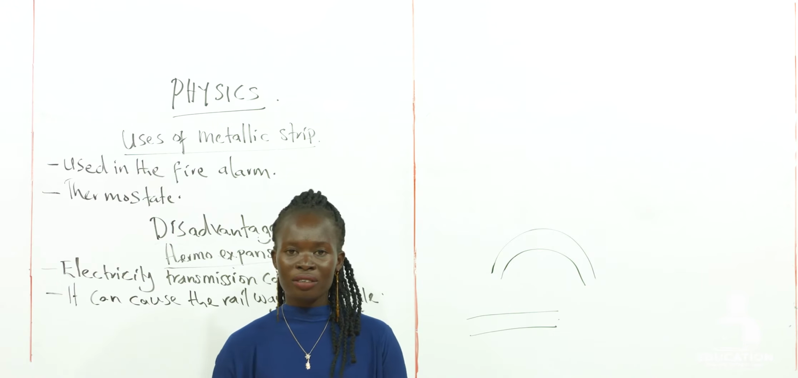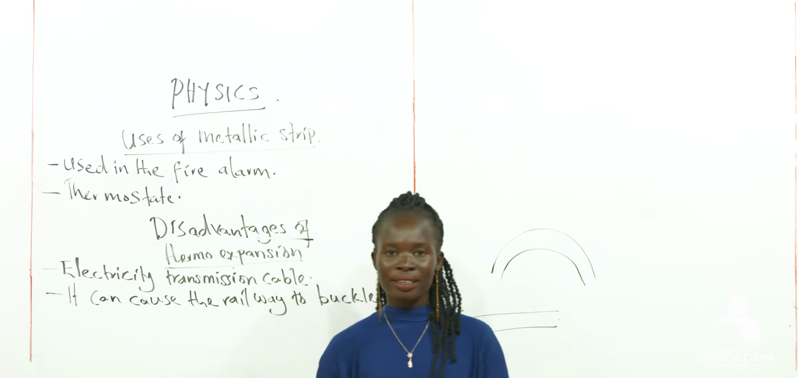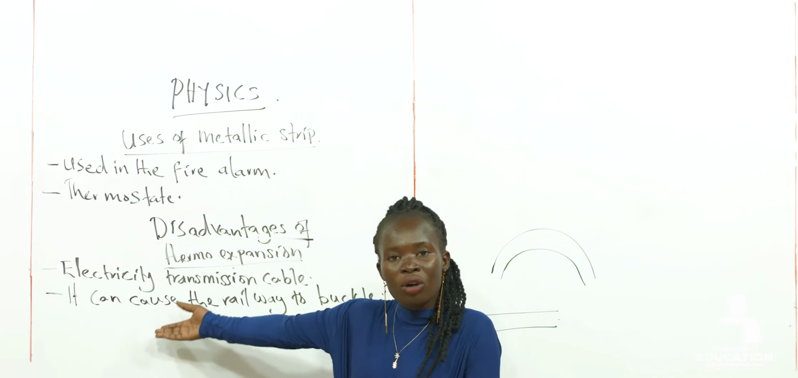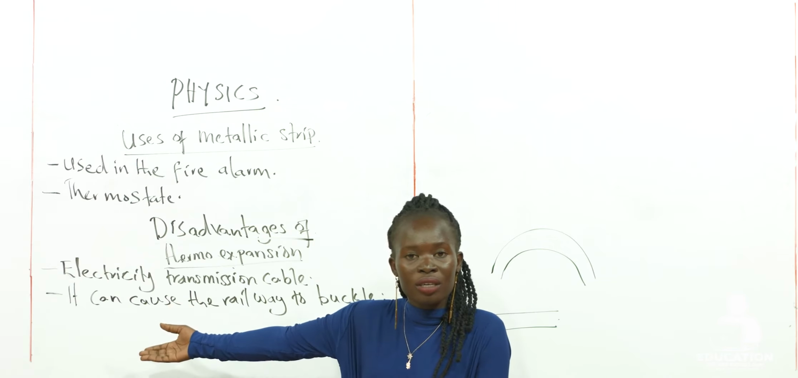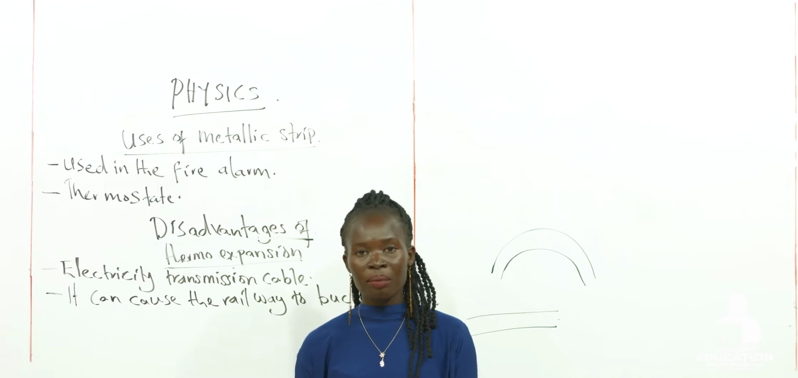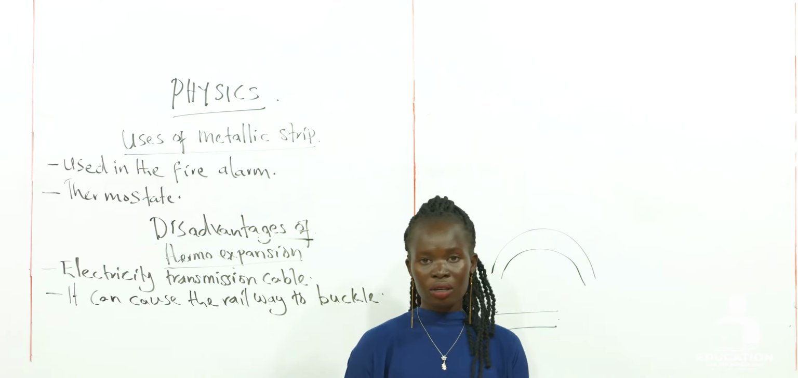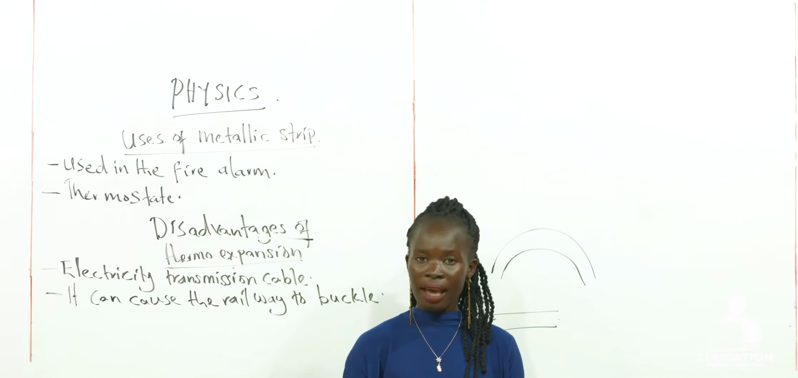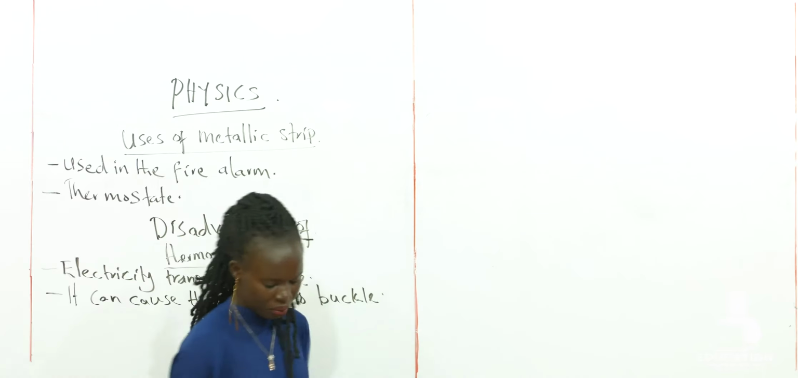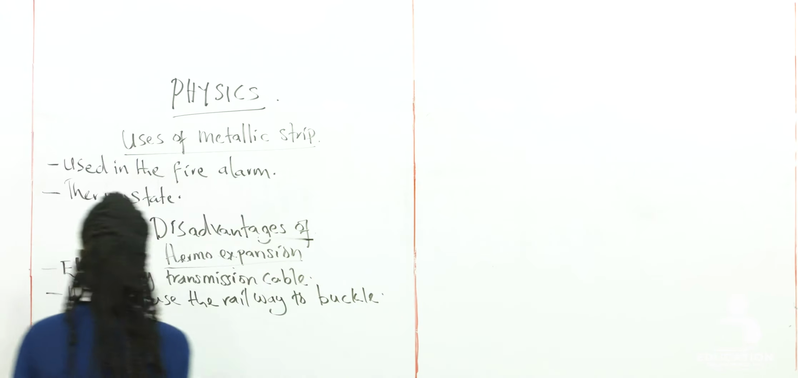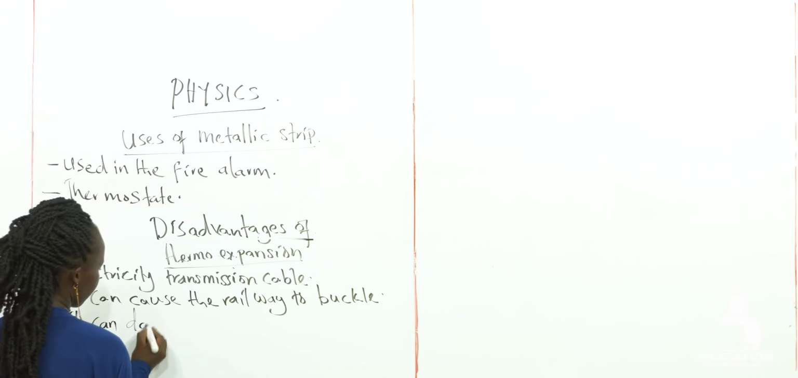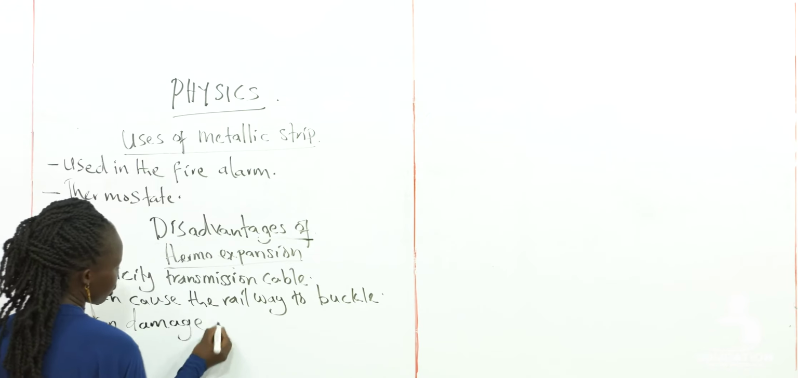So we have another disadvantage, which is now on the bridges. What will happen? The bridge can easily be damaged because of the effect of thermal expansion. Since most of the bridges are made out of what? They are made out of steel. So those steels also do what? They expand. Let's first write it here as: it can damage a bridge.